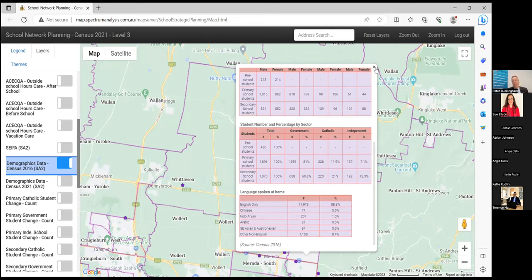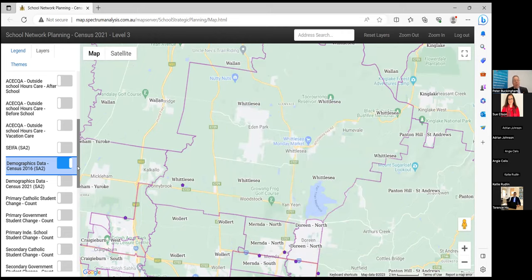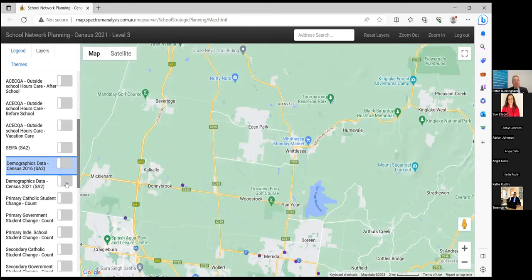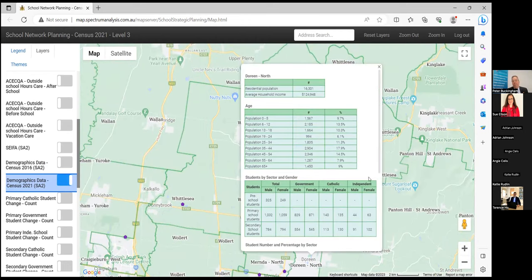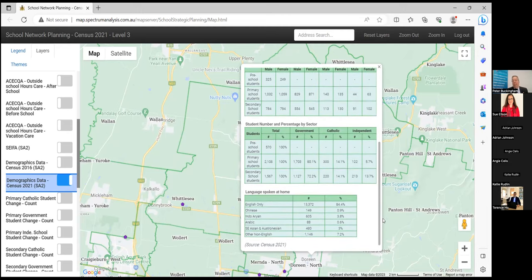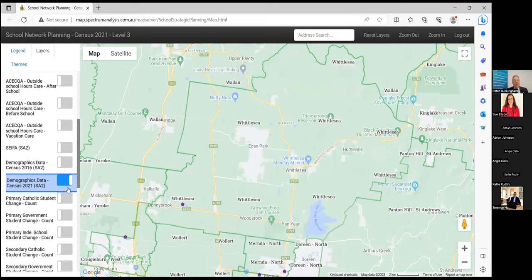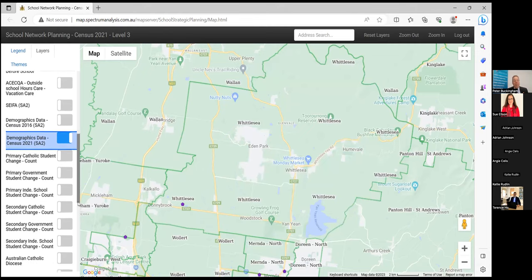Now, note, I've just looked at the 2016 data. All I'm doing now is changing it to the 2021 data, and I'll go back to Doreen. So now it's green. So green equals 2021, brown equals 2016. And if I go down and look at that, we've now got 3.8% Indo-Aryan. So in the 5 years, you can see it's jumped from 1.8 to 3.8. So this just allows us to go in and look at the actual census data.